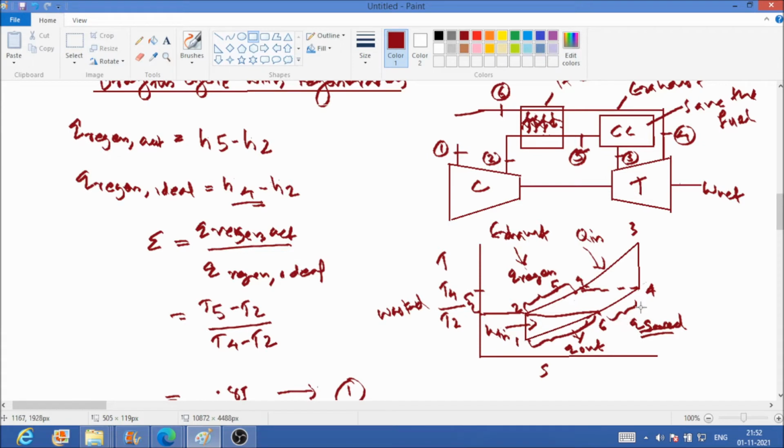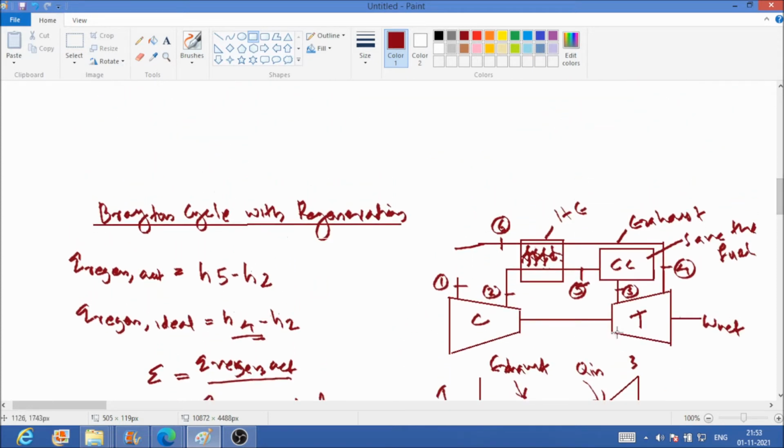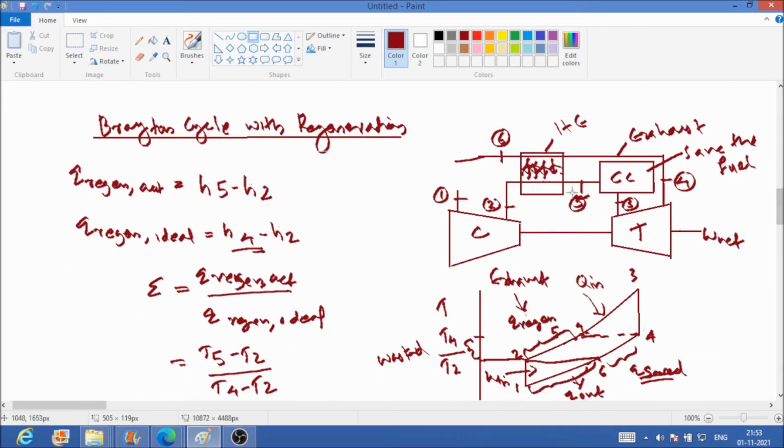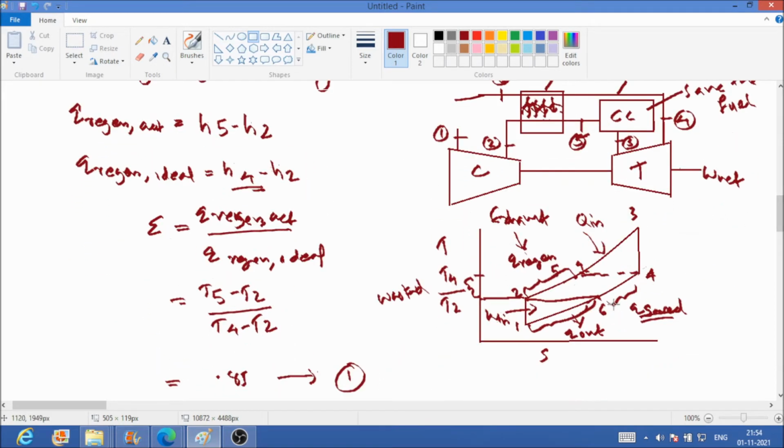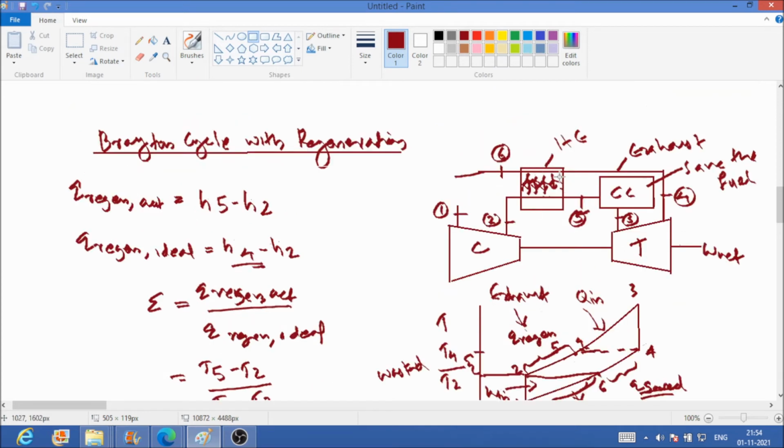Now remember, T4 should be higher than T2, then only we can use this regenerator. Otherwise, there will be a reverse flow. That happens when the gas turbine engine is operating at high pressure. So there is a reverse flow. Now we see the effectiveness of the heat exchanger. So Q regenerated, that is actual. This is the actual temperature that is increased from T2 to T5. So this is Q regenerated, that is H5 minus H2.